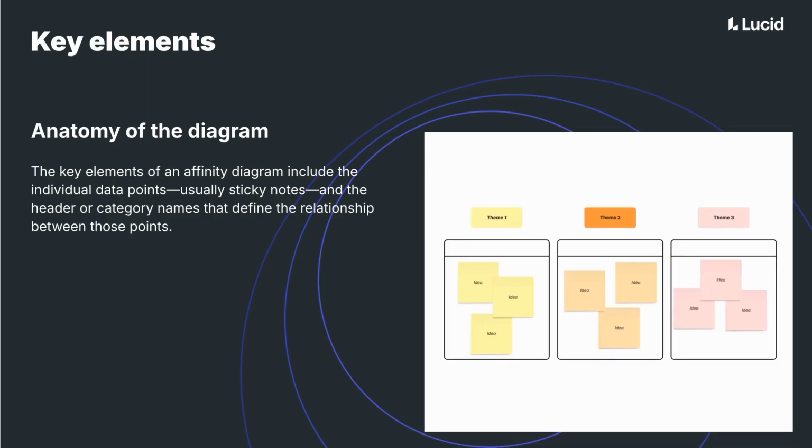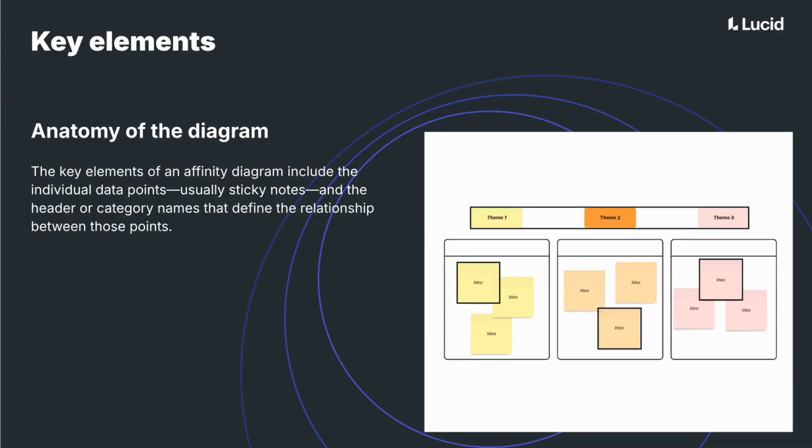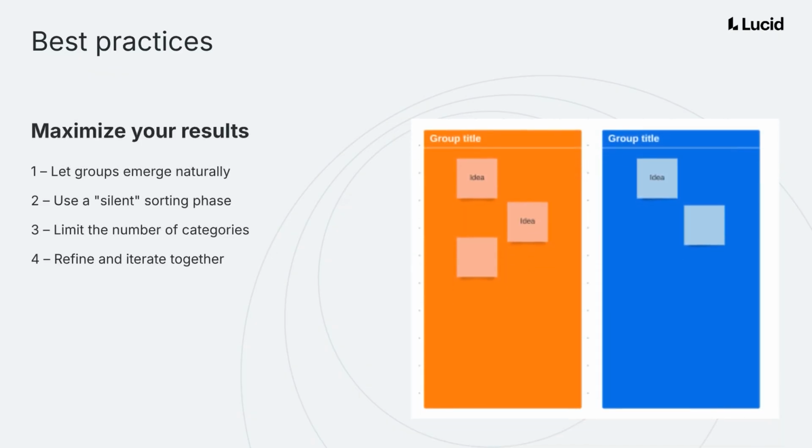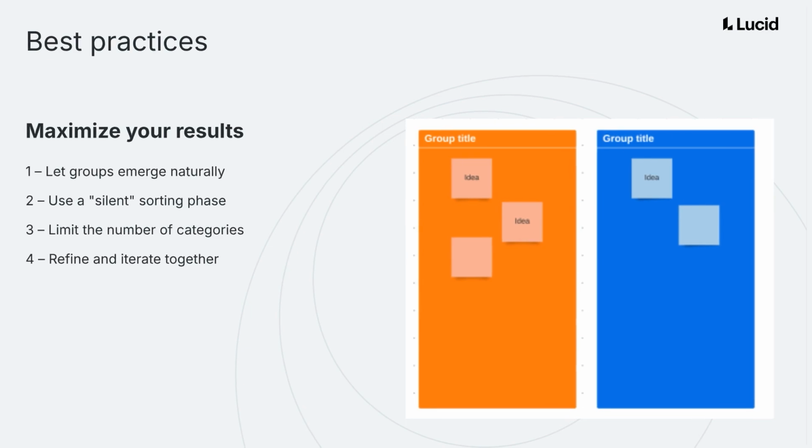What are the key elements of an affinity diagram? The primary components are the data points, which represent individual ideas, and the header categories that give those ideas structure. Follow these best practices for building affinity diagrams. Start with a silent sort to avoid bias. Keep your categories concise, and don't be afraid to move items as patterns emerge.